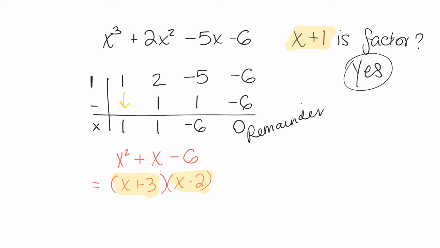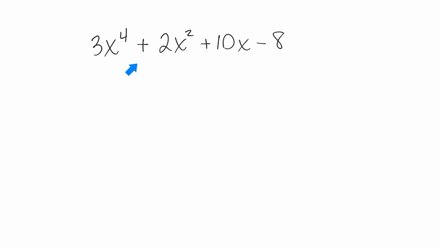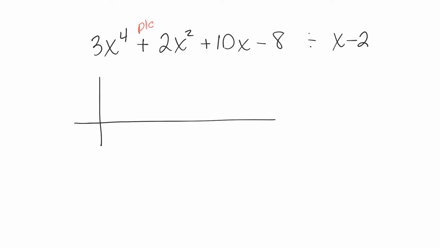Now, the only thing that you need to be careful of with these, just like in long division, is sometimes you have something that skips. So if we have 3x to the 4th plus 2x squared plus 10x minus 8, this is in descending order, but we have a missing exponent. Let's divide by x minus 2. So when you go to set this up, you need to put in a placeholder for x cubed. So we're going to say 3, then a placeholder of 0, and then my 2, my 10, and my negative 8.